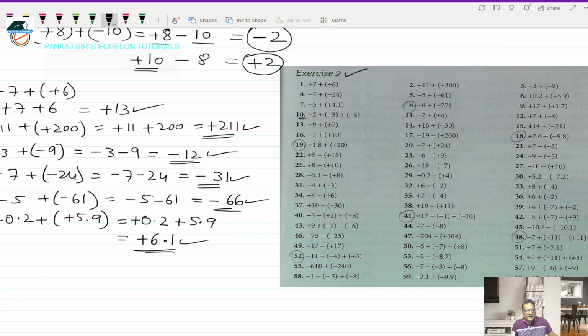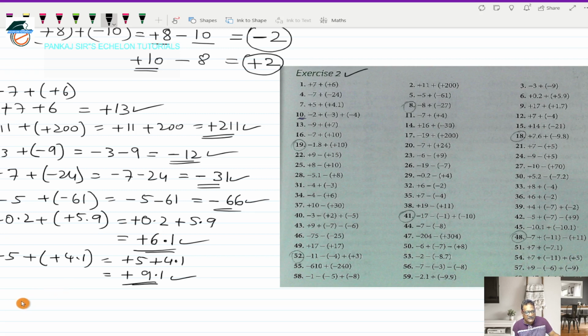Okay, fine. Seventh one says, plus 5 and plus 4.1. Now this, if you open up the bracket, it will be plus 5 plus 4.1, right? Now these two numbers, if you want to add, the rule is first write plus over here, then just add 4.1 and 5. Okay, 4.1 and 5, if you add, you'll get 9.1. So this is the answer for the seventh one.